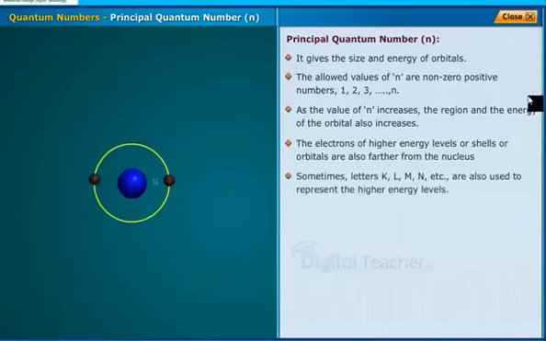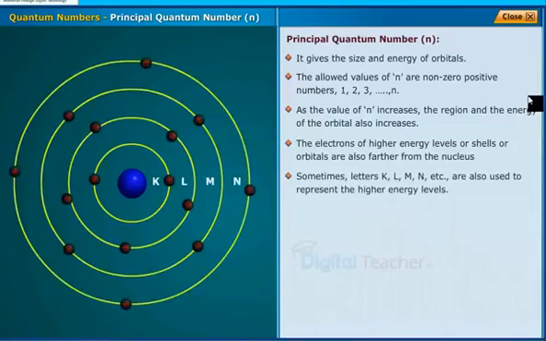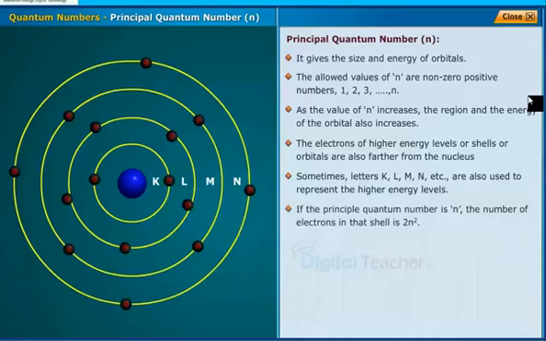Sometimes letters K, L, M, N, etc. are also used to represent the higher energy levels. If the principal quantum number is n, the number of electrons in that shell is 2n squared.